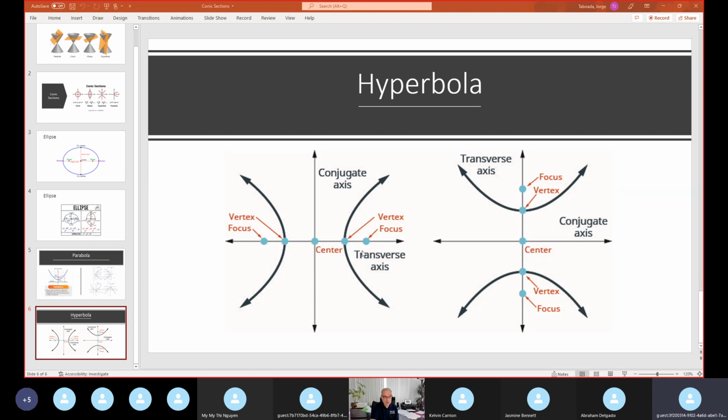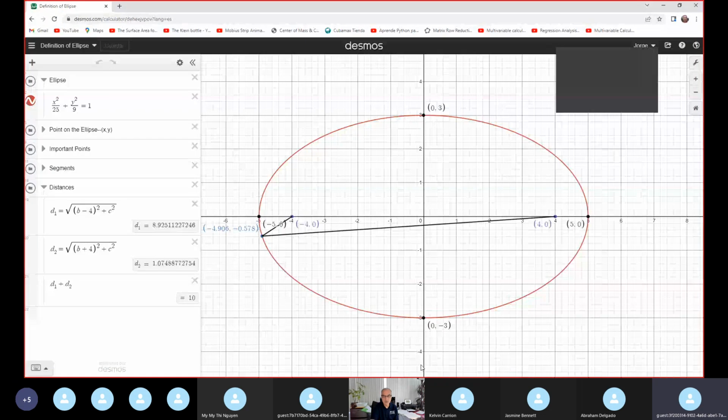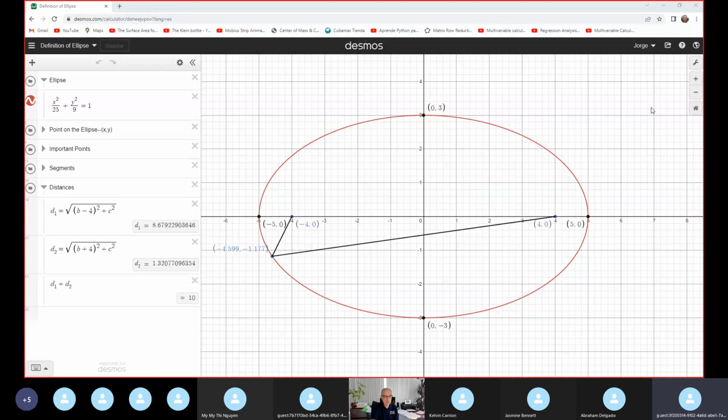Okay, nice. Let's go now to the one script that I have in Desmos. It's about the definition of the ellipse. Let me try to share the screen to show you the definition of the ellipse. Do you see Desmos? Yes. Okay.